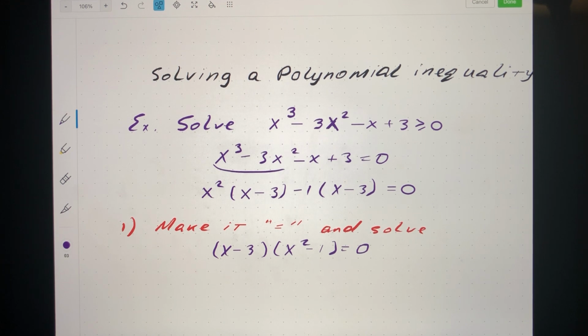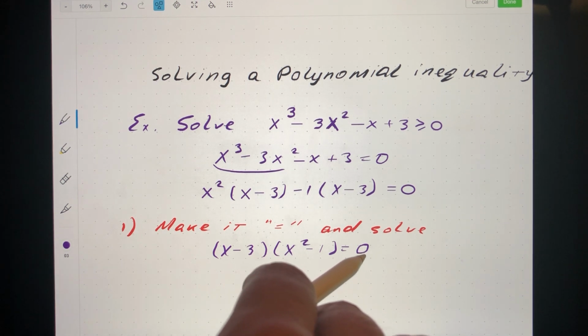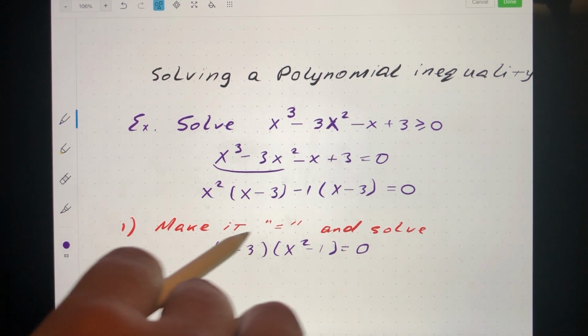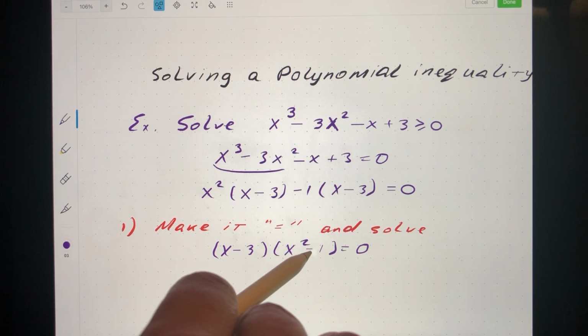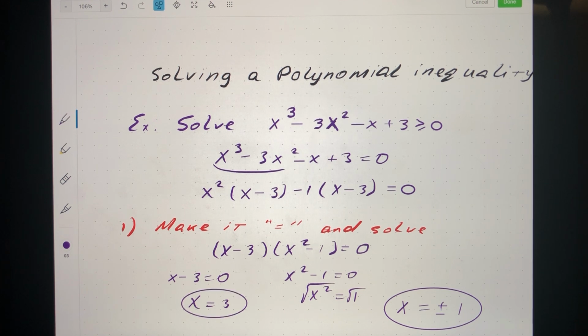Now that means, since we have a product, we're multiplying these two parentheses and the answer is 0. That only happens if either x minus 3 is 0 or x squared minus 1 is 0. Well, if x minus 3 is 0, that means x is 3. And if x squared minus 1 is 0, that means x squared is 1. And to cancel the square, we square root, and that makes x equals plus or minus 1. So we have 3 solutions: negative 1, positive 1, and 3.